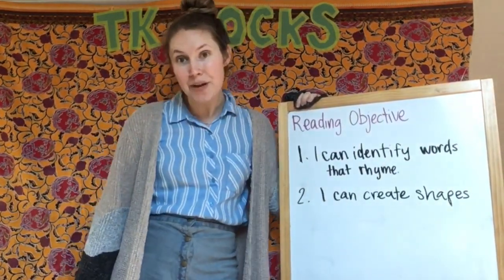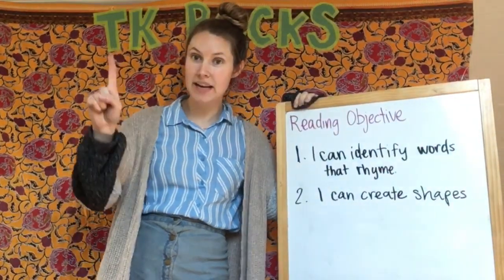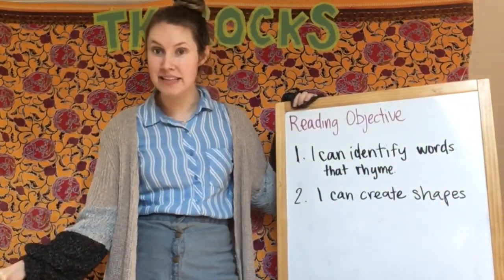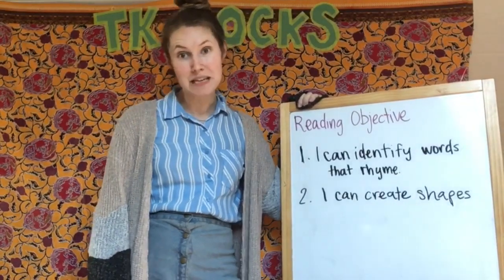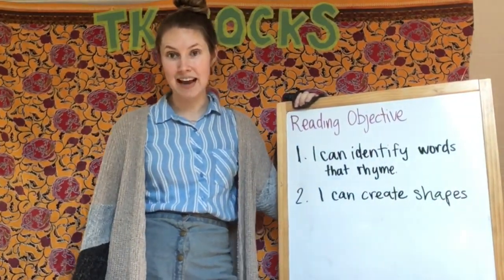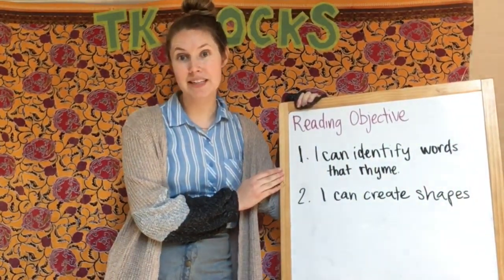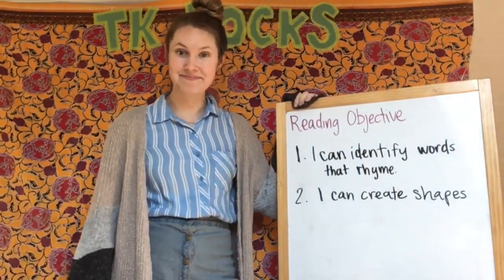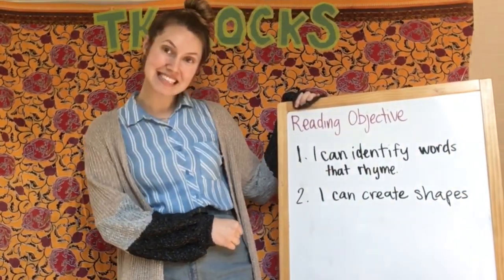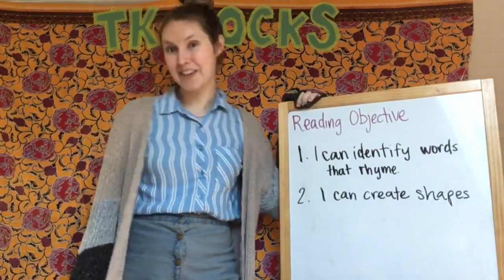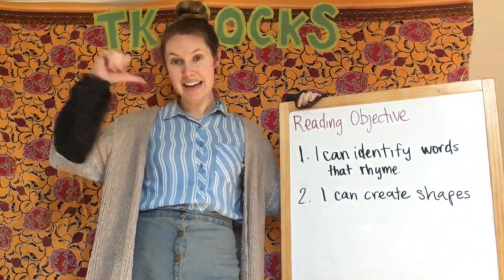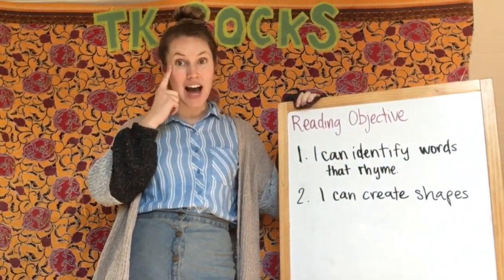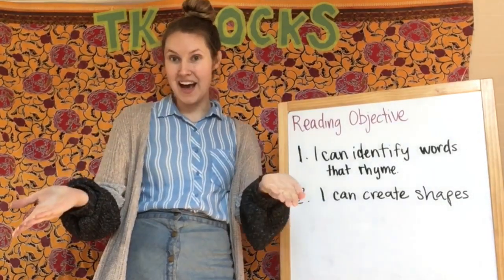So today we are going to be working on activity pages 1 and 2 from our ABC book unit. That means we have 2 different objectives today. Let's go ahead and go over our objectives so we know what we're going to be working on. Objective is what we are going to learn. I can identify words that rhyme.